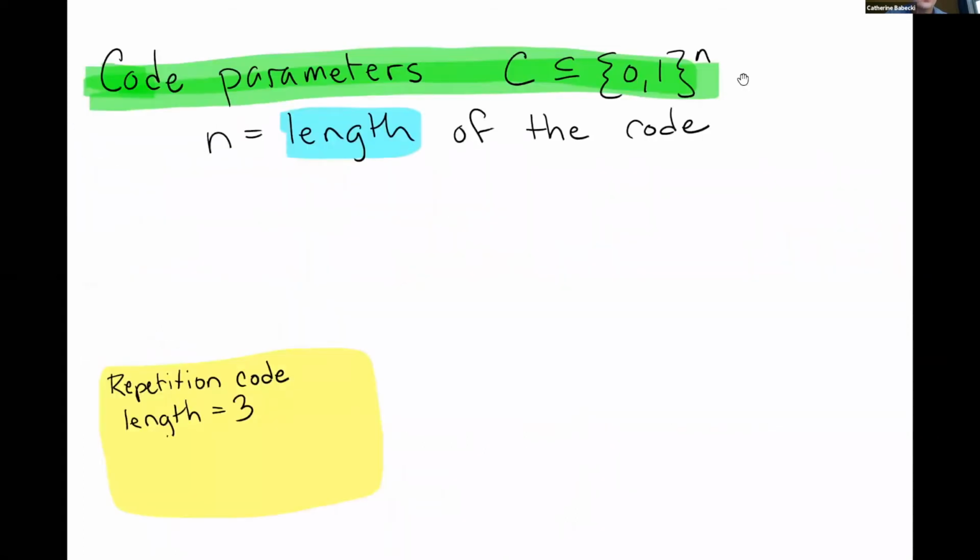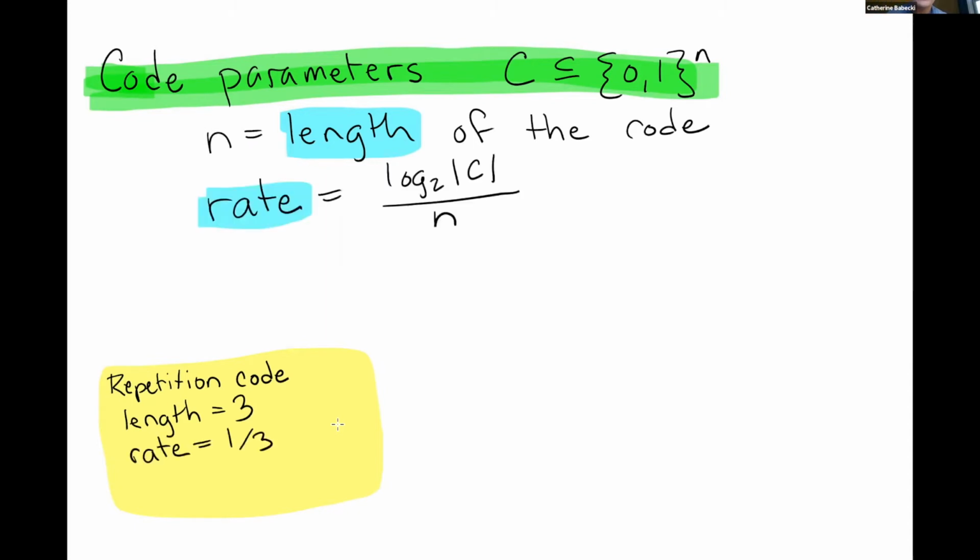So we need some words to describe our codes. N is the length of the code. That's how many zeros and ones are in a code word. So for instance, our repetition code had length 3 because we were taking 3 bits to transmit all those words.